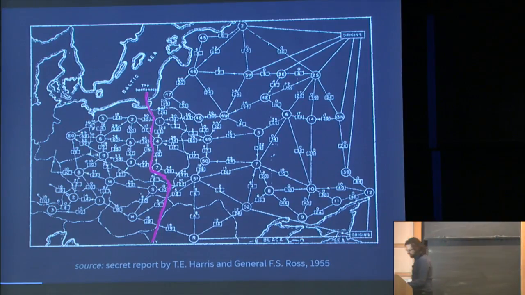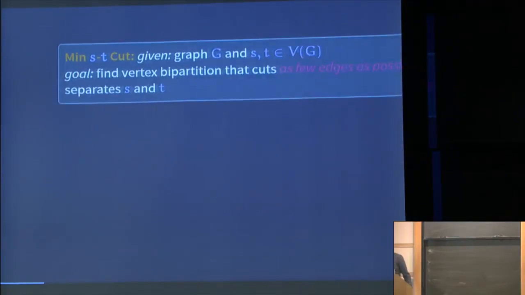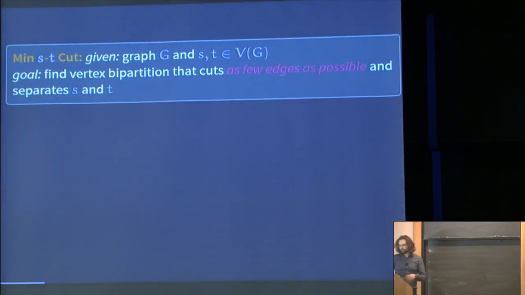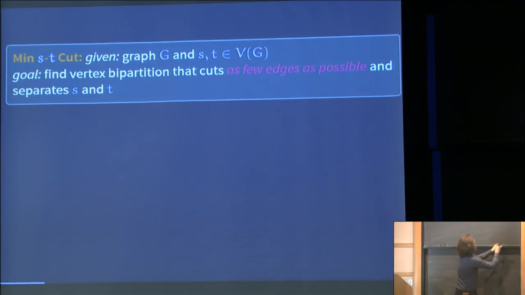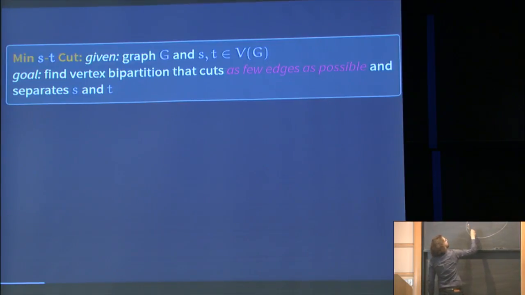Okay, and today we know this problem under the name of the minimum s-t cut problem. And in this problem, we are given an undirected graph G and two vertices S and T. And the goal is to remove as few edges as possible from the graph so that no path between S and T remains. So maybe let me draw a picture here. So we have this graph, two designated vertices S and T, and then there are some other vertices and some edges.